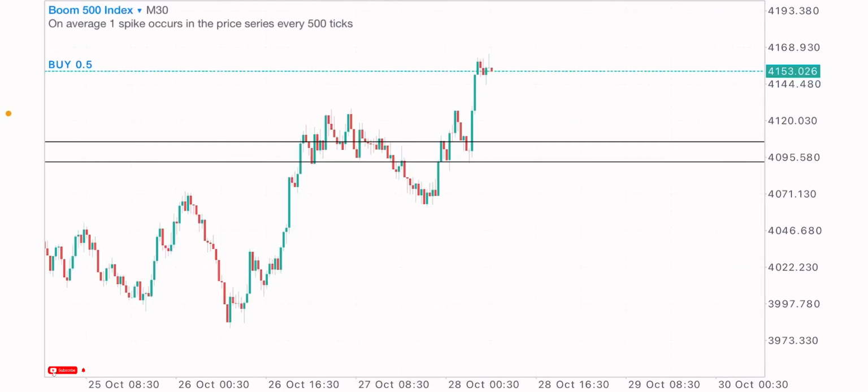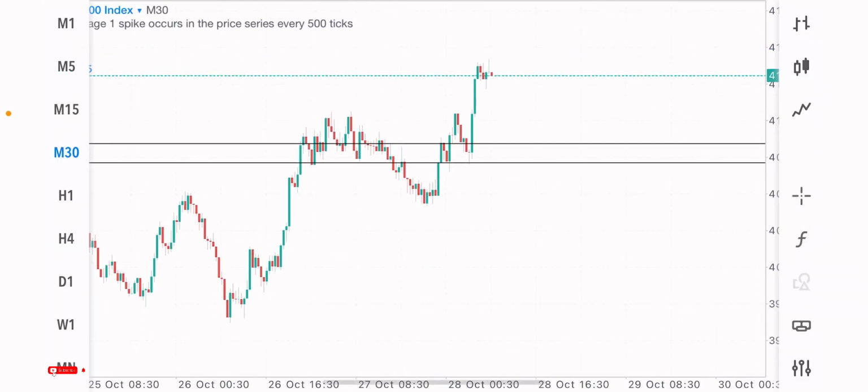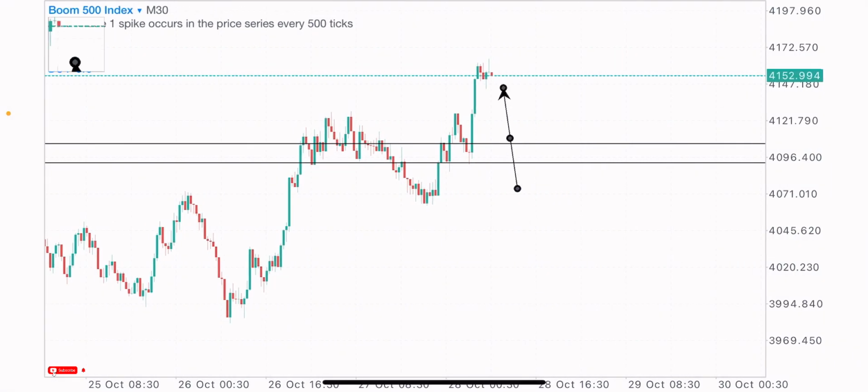Hey guys, so I took a buy trade on Boom 500 index at this point. So I'm not moving in profits yet. I've done my analysis and I'm looking out for the buys from this level and from this coin spread level. But this is the supposed buy level.